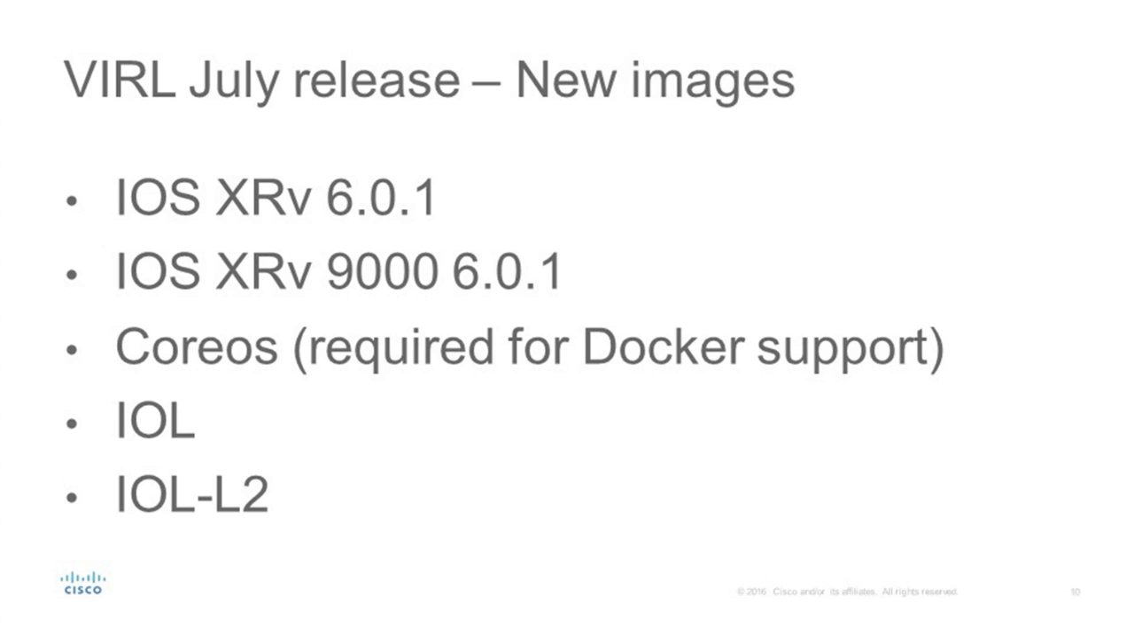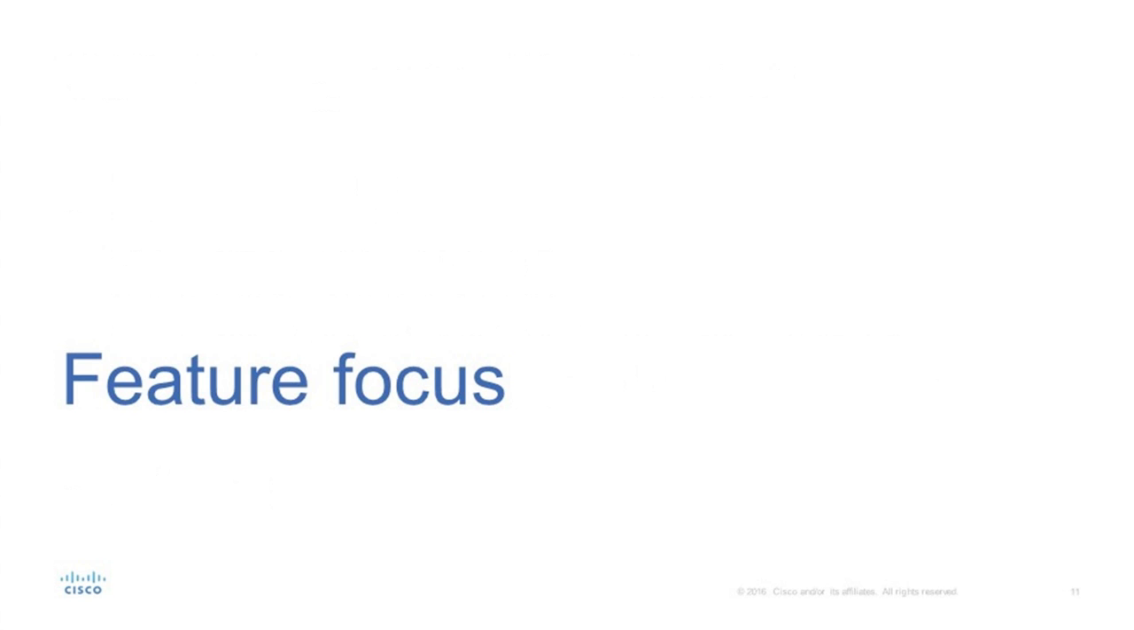Two Linux container images. Again, we mentioned this in the webinar last month. IOL, which is IOS on Linux, and the IOL layer 2 image, IOL L2. That's a layer 2 switch image. Both have container images, and those are going to be integrated directly and available within the OVA and ISO images, or available for download.